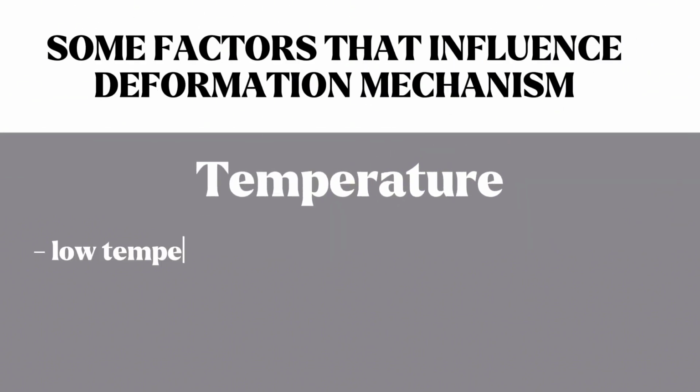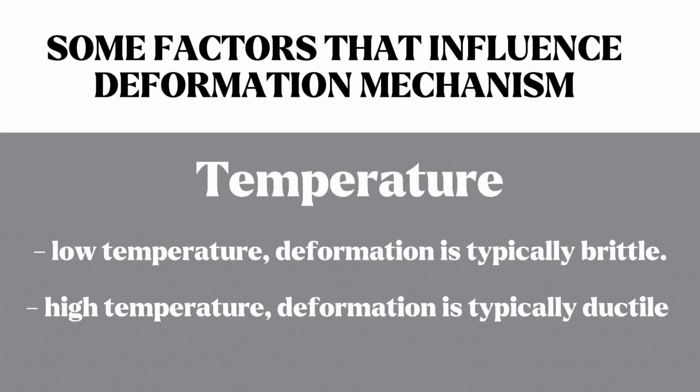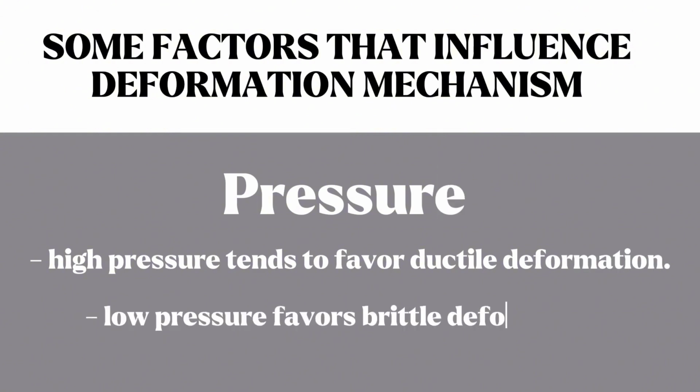Here are some factors that influence the deformation mechanism. First, temperature. Temperature has a significant impact on the deformation mechanisms. At low temperatures, the deformation is typically brittle, while at high temperatures, the deformation is typically ductile. Next is pressure. Pressure also plays a role in the deformation mechanisms. High pressure tends to favor ductile deformation, while low pressure favors brittle deformation.